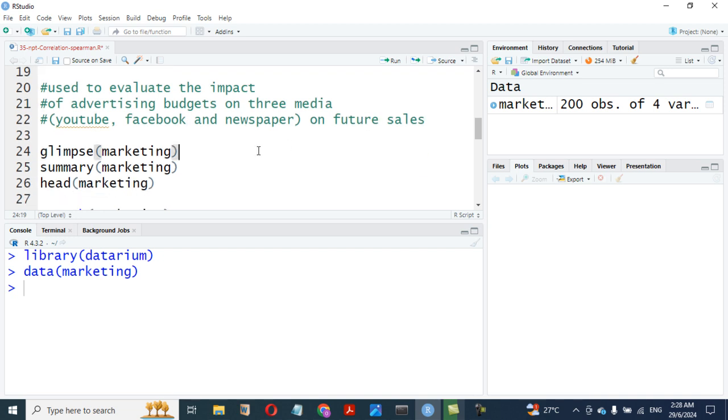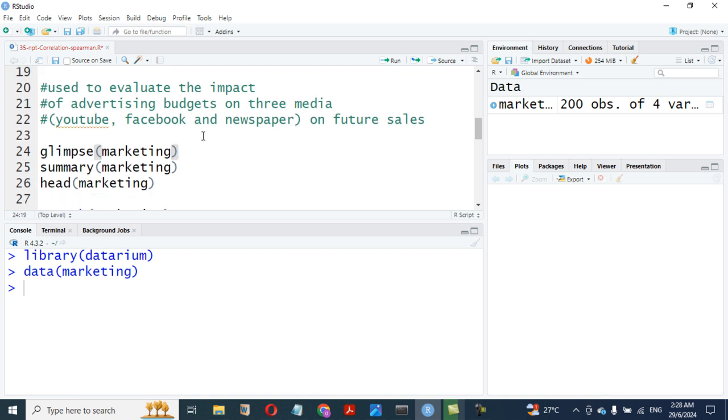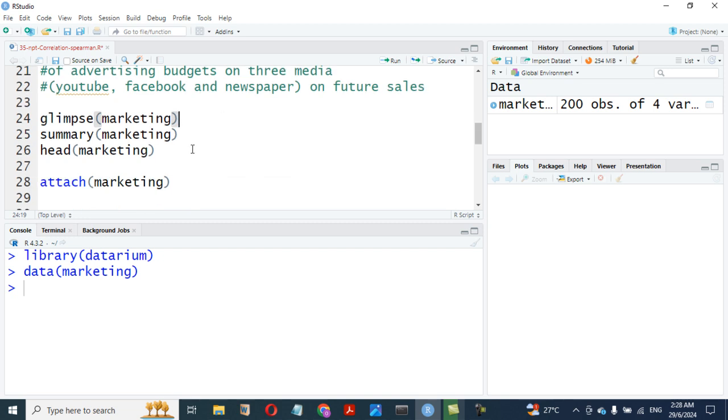So we want to see what is the association relationship, how the budget on YouTube is associated with our sales. Okay, so we want to do that. You can use Facebook, and use newspaper, depends. You can just change them as you wish.